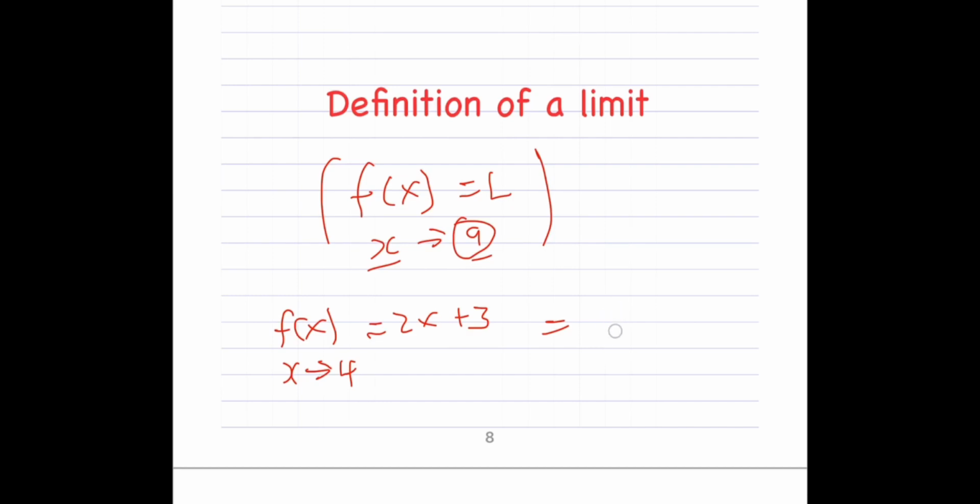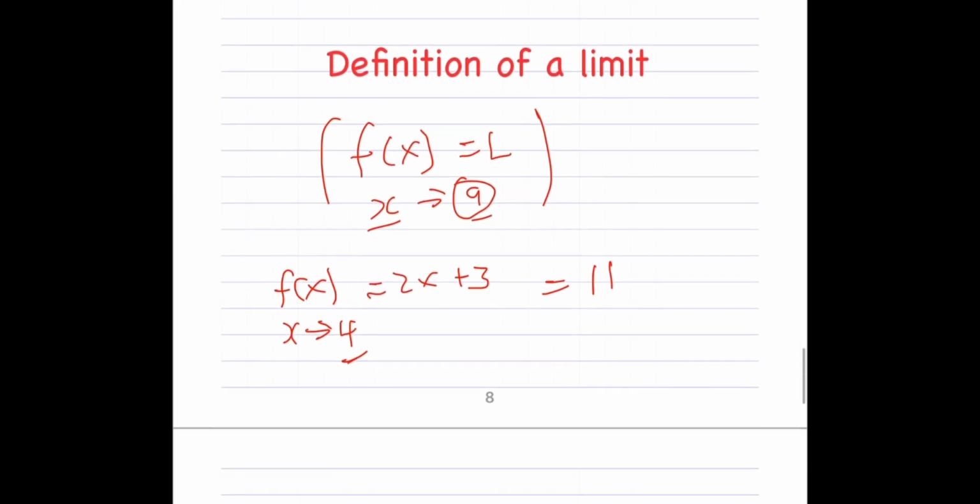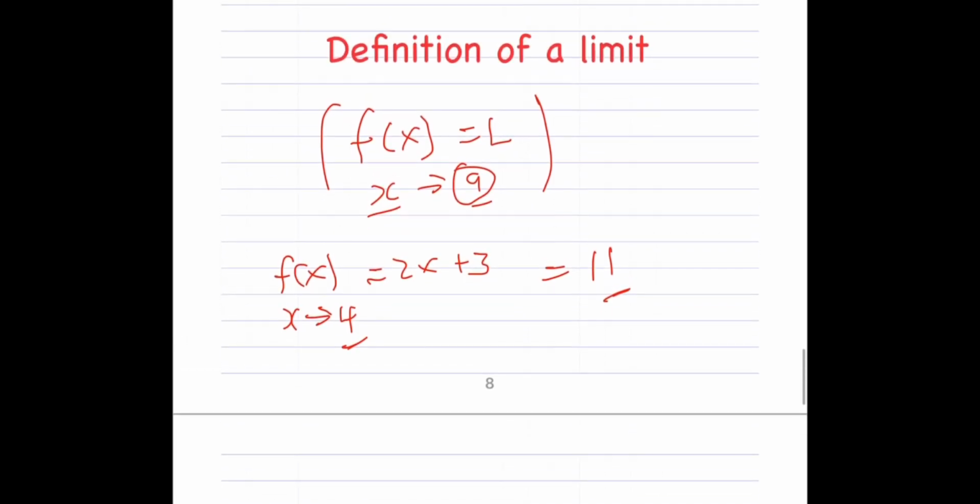So the limit of the function f of x equal to 2x plus 3 as x approaches 4 is equal to 11. That means that as x gets closer and closer to 4, the value of the function gets closer and closer to 11. We just did a simple substitution: 2 times 4 plus 3, which is equal to 11. This is an algebraic way of finding a limit, and we'll talk more about that in my subsequent videos.